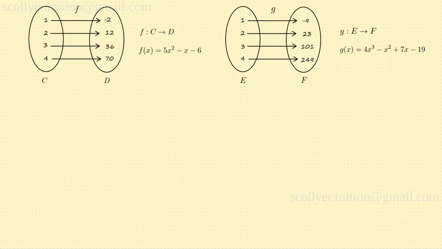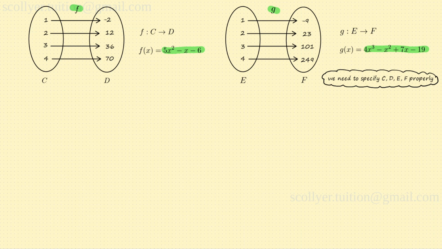Here we can see two similar diagrams for functions which I've called f and g, whose formulae are respectively 5x squared minus x minus 6 and 4x cubed minus x squared plus 7x minus 19. Now, in these diagrams, I haven't described the sets C, D, E, and F in any detail, so we need to specify these sets properly.